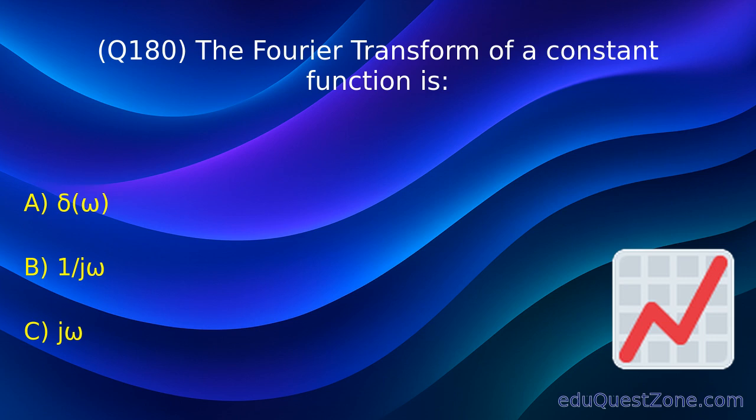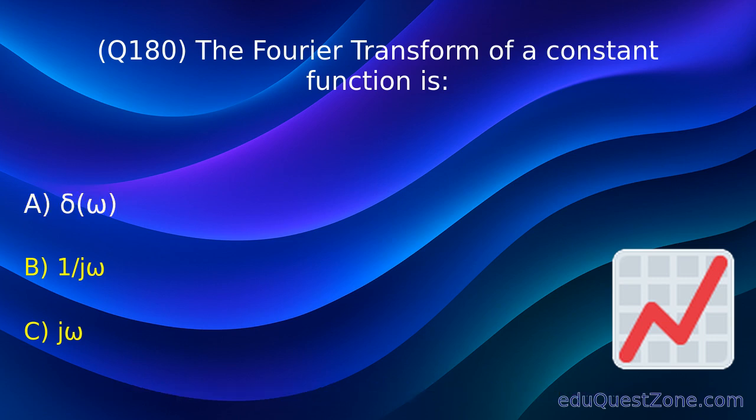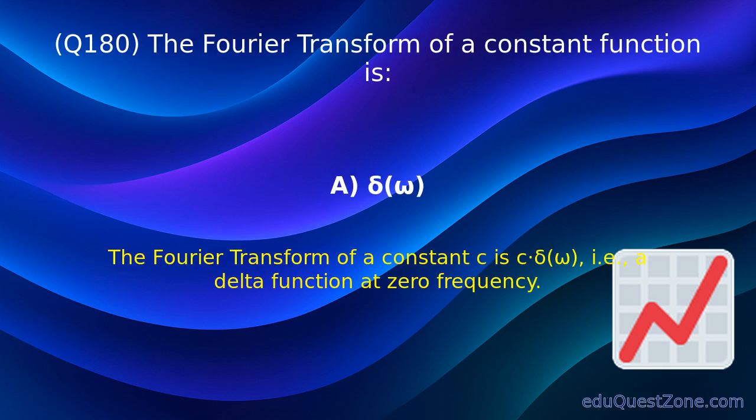Question 180. The Fourier transform of a constant function is? Option A, delta of omega. The Fourier transform of a constant is a delta function at zero frequency.